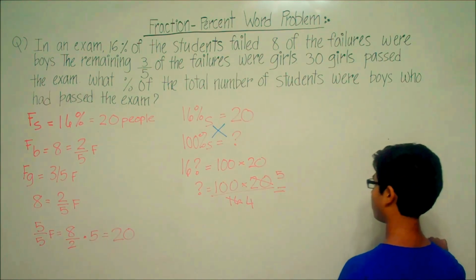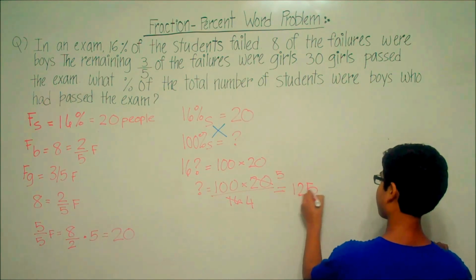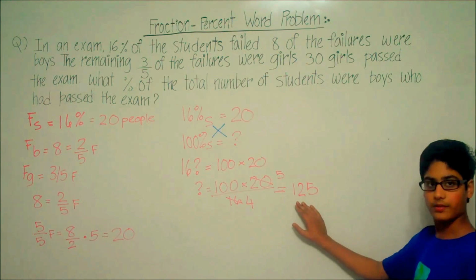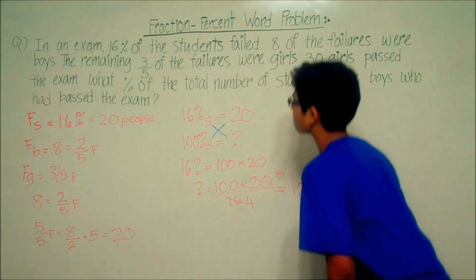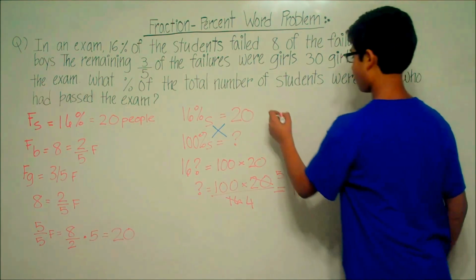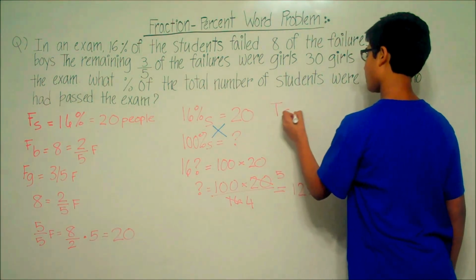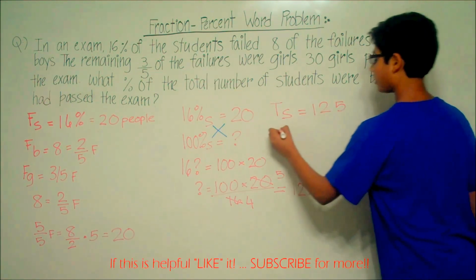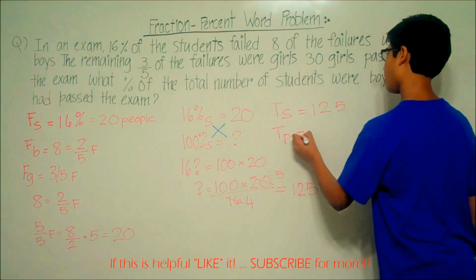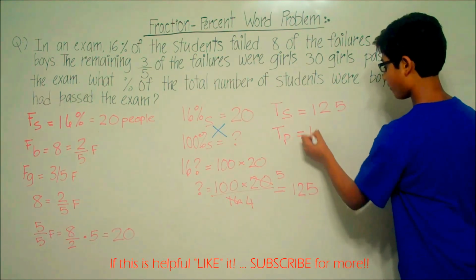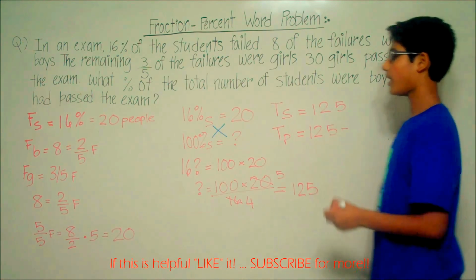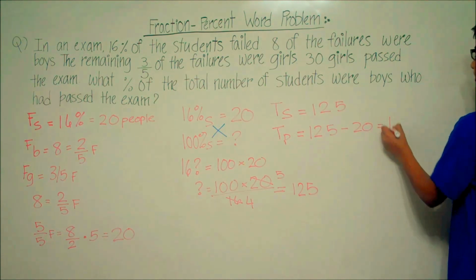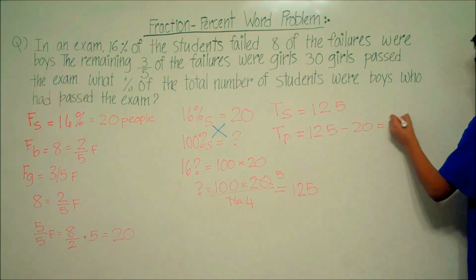which is equal to 125, because 4 goes into 500 125 times. So this means that the total number of students, T for total, S for students, is equal to 125. So the total passing students are equal to 125, which is the total students, minus 20, which are the number of students who failed. These are equal to 105 students.